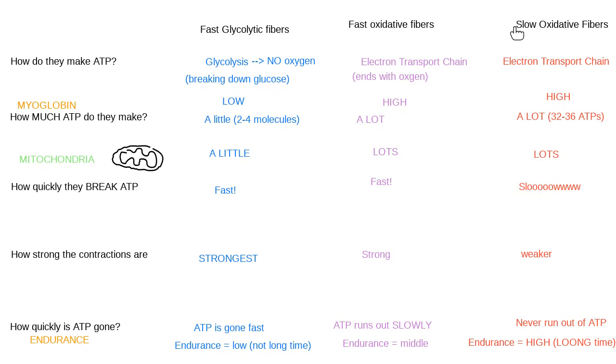These are the ones that use the electron transport chain to make their energy, and the electron transport chain is inside mitochondria. So lots of mitochondria in oxidative fibers, lots of myoglobin in oxidative fibers as well. Both of those are related to oxygen. Maybe that'll help you remember oxidative fibers have a lot of them.